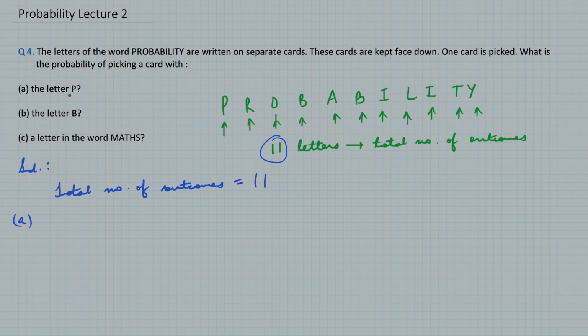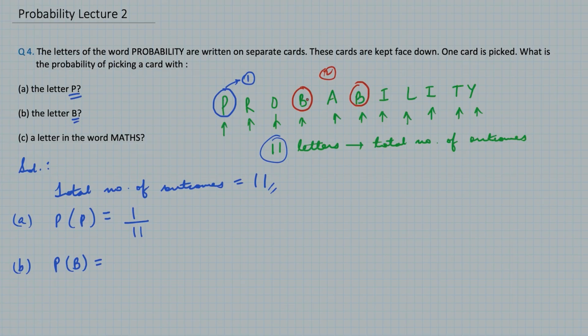Part A. The event is picking a card with letter P. How many cards are there with the letter P? Just 1. So number of favorable outcomes will be 1. Therefore, the required probability will be 1 divided by 11, which is 1 by 11. Part B. The event in this case is picking a card with letter B. There are 2 cards with the letter B. So the number of favorable outcomes will be 2, and the required probability will be 2 by 11.